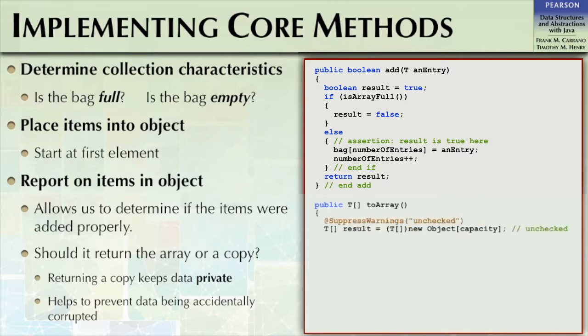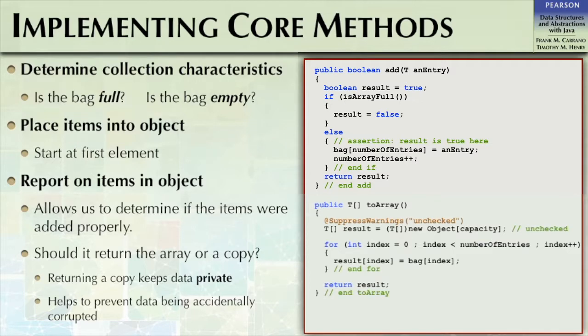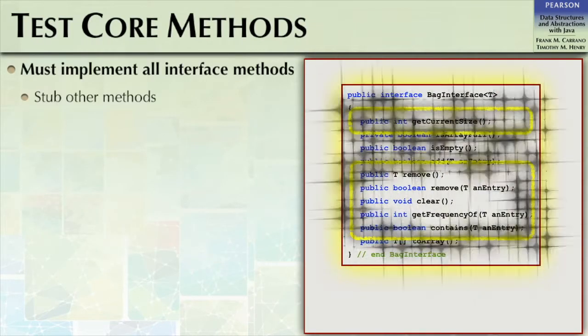It's a better programming practice to return a copy of the array or any other data field in the class. As we said earlier in implementing the constructors, since we need to create an array of generic type, we have to suppress compiler warnings, create an array of objects, and cast them to the generic type. We can then copy the entries from the array bag into this new array and return the array to the client. At this point, we have all our data fields, constructors, and core methods implemented.